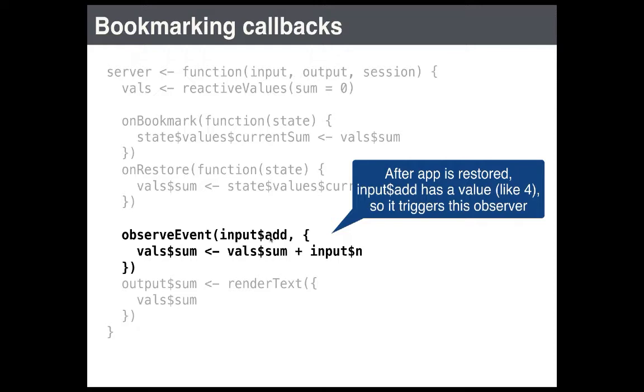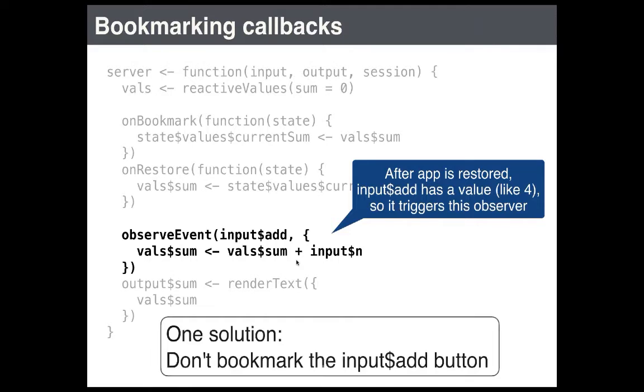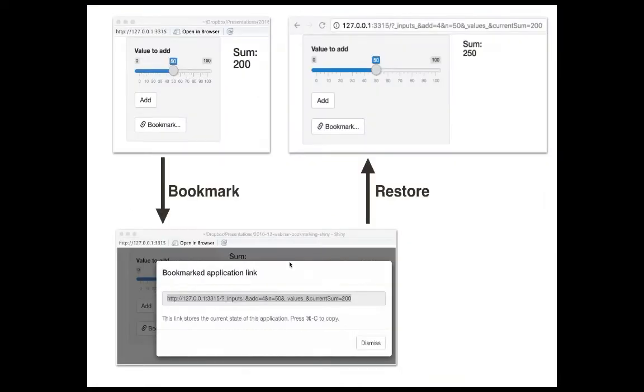This is because of the way that action buttons work. They have some numeric value that represents the number of times they're clicked, and for this observe event, if that value is above 0, then it will execute this expression here. So one way out of this, it's not the only way, is to not bookmark the add button, so that when the app is restored, it will start with the value of 0 and won't fire this observe event. And this is what we just saw.